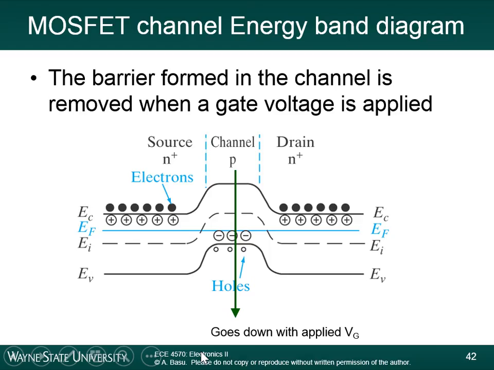So are there questions? Does this diagram make sense? It's n material, p material, then an n material. Good?